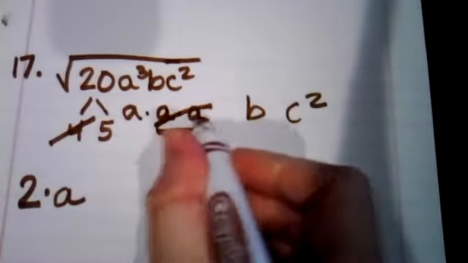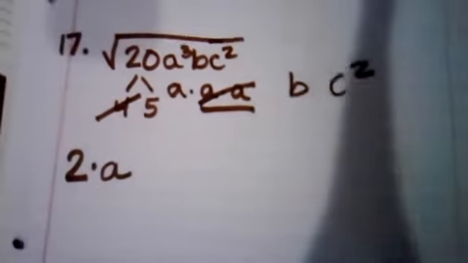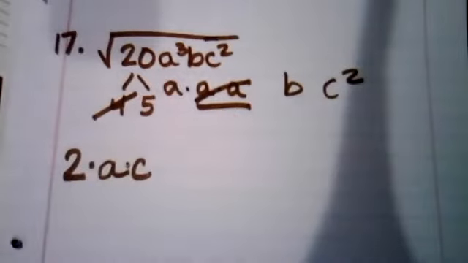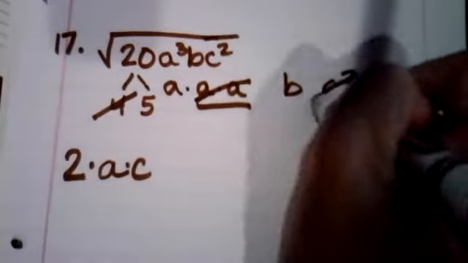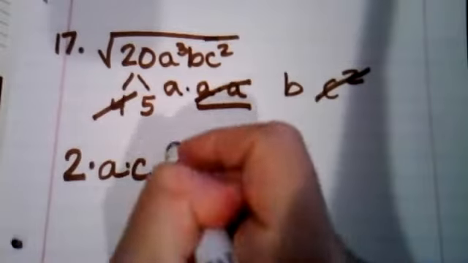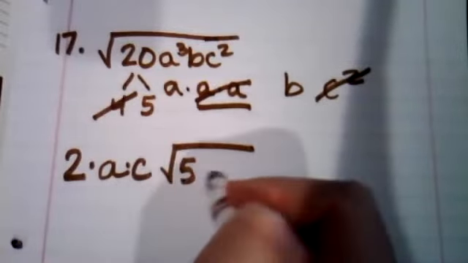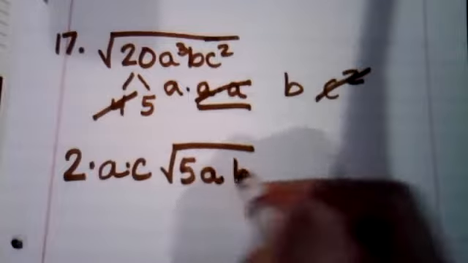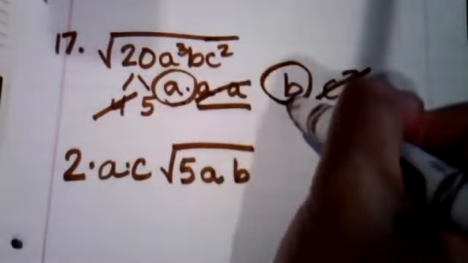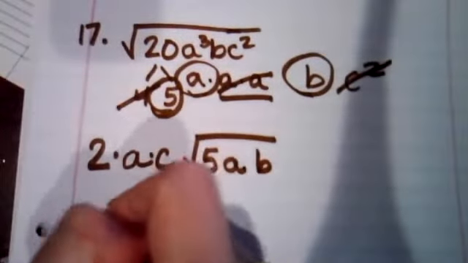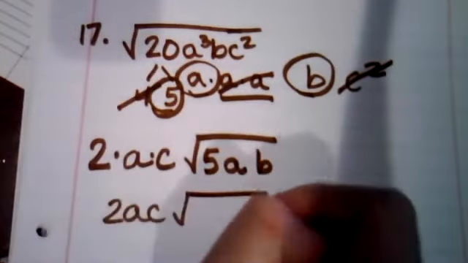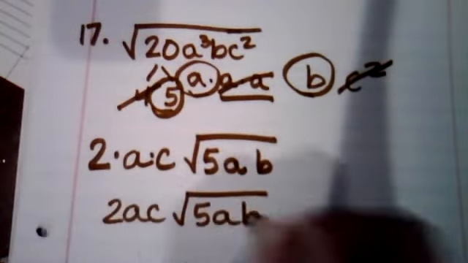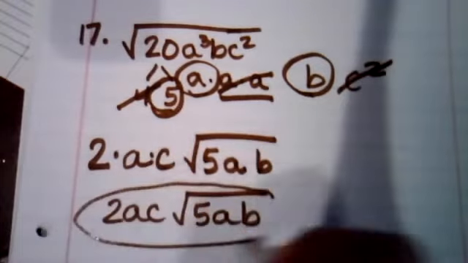And c squared, it helps to see this, the square root of c squared, which would be c, and we pull that out. Okay, and then let's see what would be left inside this radical. We have 5, we have a, and we have b because of that and that and that. Okay, so I'm going to rewrite this so it's prettier. 2ac square root of 5ab. This is your final answer.